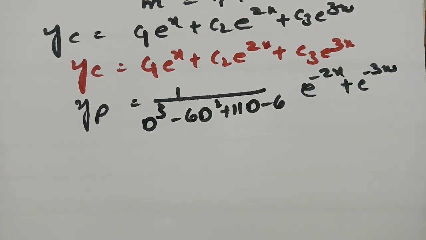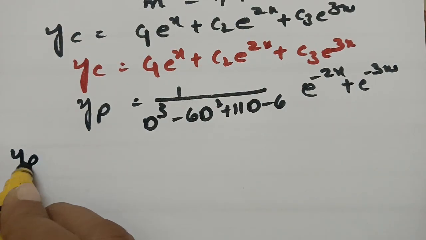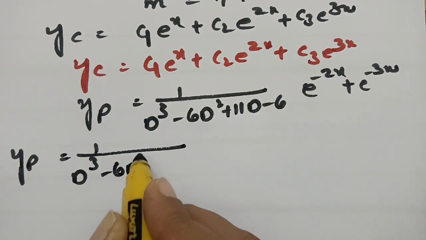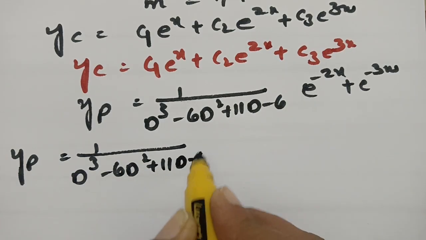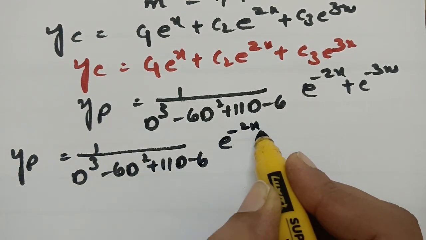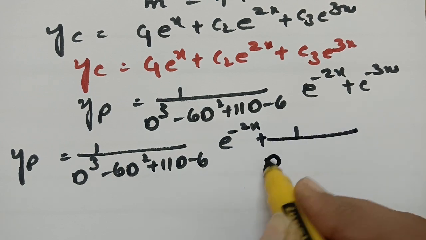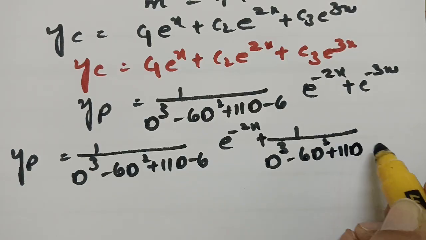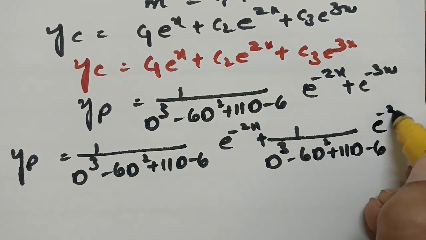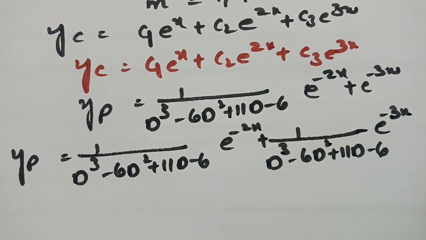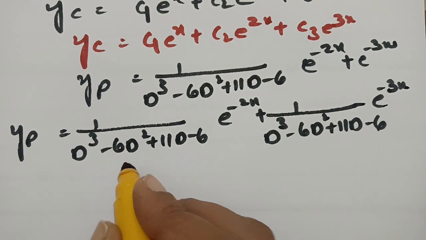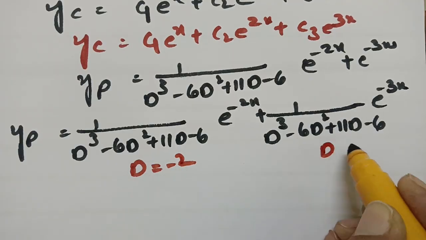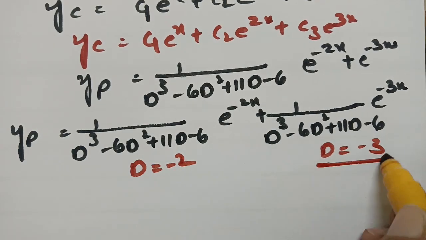So we have to separate. Here, how to separate this one? This is 1 by d cube minus 6d square plus 11d minus 6 into e power minus 2x, plus 1 by d cube minus 6d square plus 11d minus 6 into e power minus 3x. So in place of d we have to keep minus 2 here, and in place of d I have to keep minus 3 here.